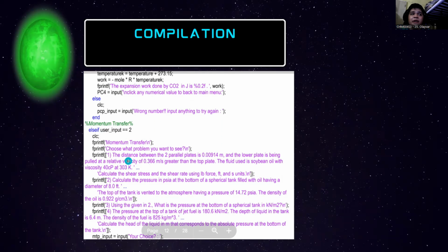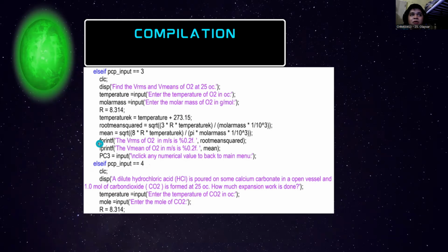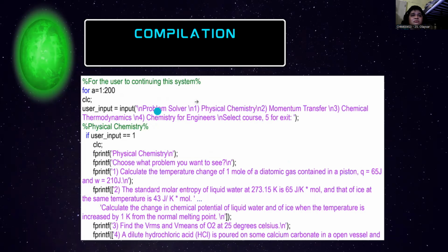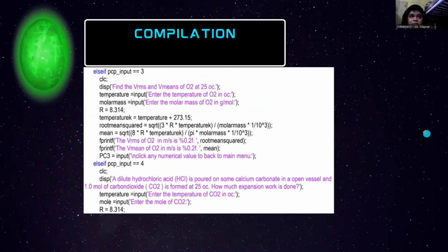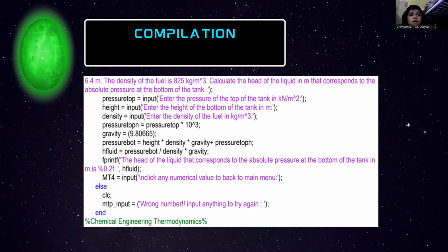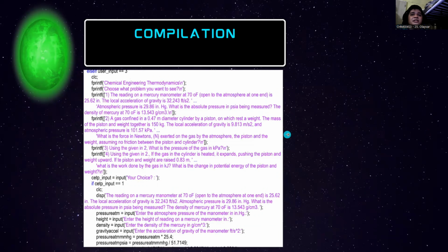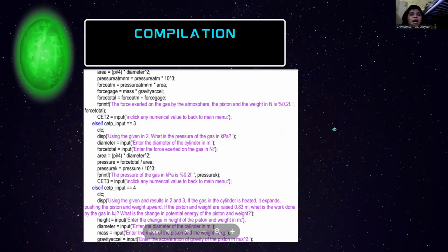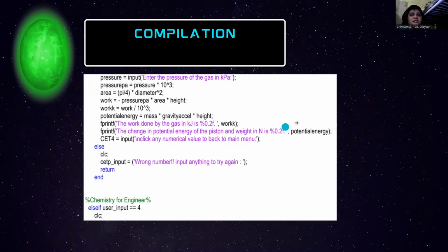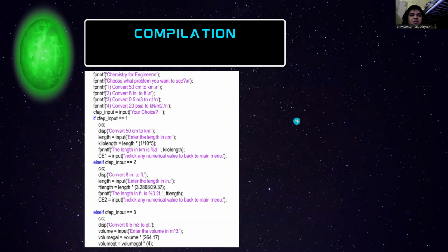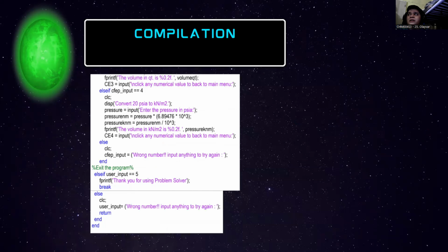If you input a wrong number, and after you use a problem, you will be asked to click any numerical value to go back to the main menu, which is the section of the 4 courses. And if you click exit, you will exit this program and finish the execution.